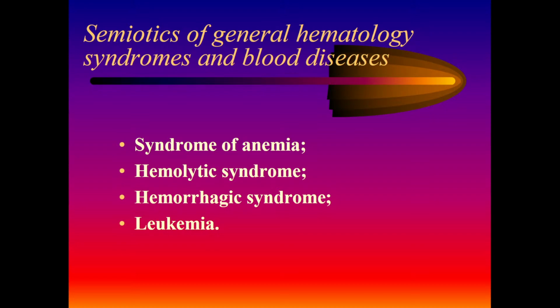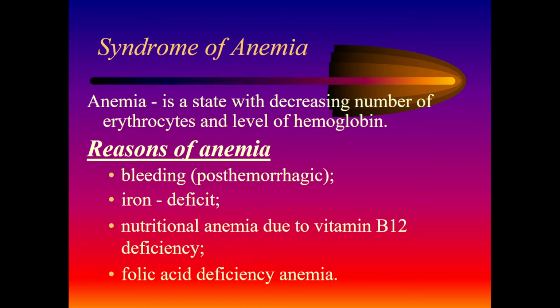Semiotics of general hematology syndromes and blood diseases. Main general hematological syndrome includes syndrome of anemia, hemolytic syndrome, hemorrhagic syndrome, and leukemia. Syndrome of anemia. Anemia is a state with decreasing number of erythrocytes and level of hemoglobin. Reason of anemia, it may be different.